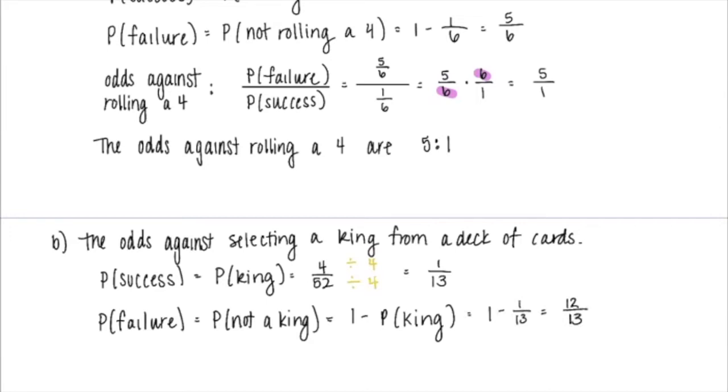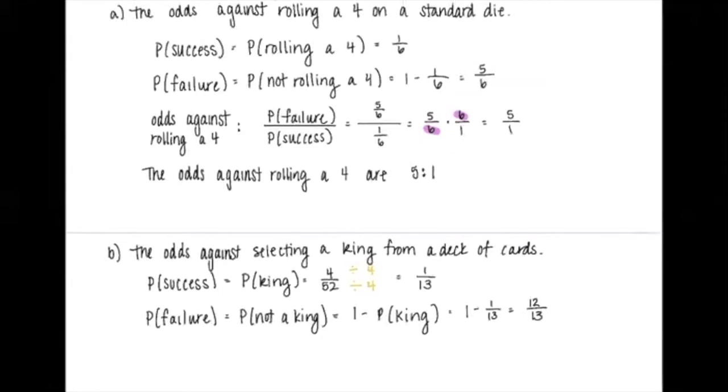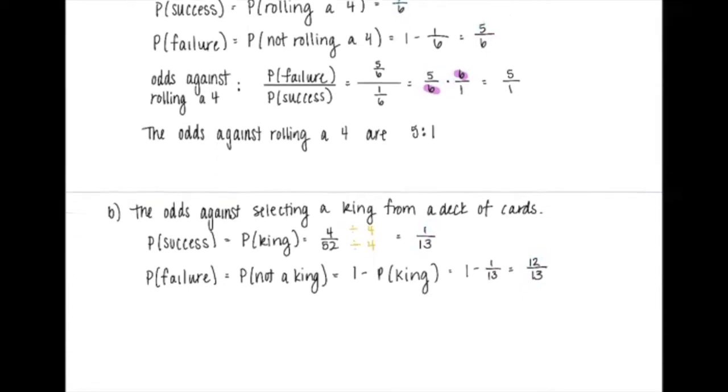Okay. So every single time when you're dealing with these odds, your success and failure better add up to 1. So 1/6 plus 5/6 is 1. 1/13 plus 12 over 13 is going to be 1. If you notice, when you add up the numerators, it's exactly the denominator. When you add up the numerators, it's 13, which is going to disappear in our fraction for the odds against.